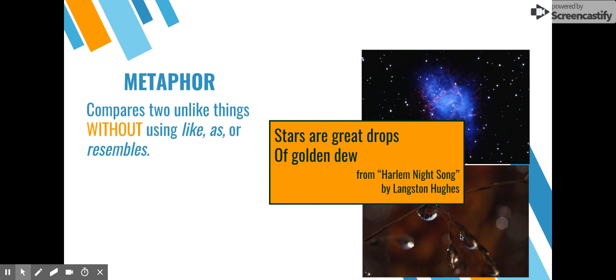Metaphor is where you say something is something else. There's not a word of comparison. You just say one thing is something else. Stars are great drops of golden dew. Well, they're not really, but we are saying they are stars and golden dew.